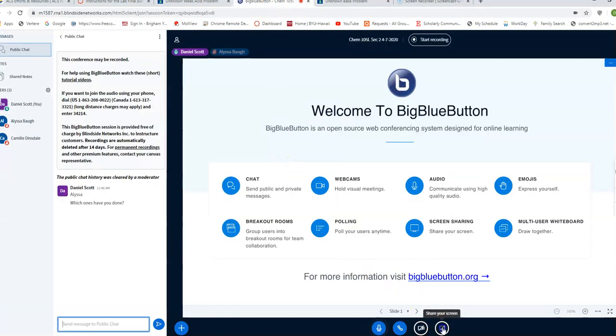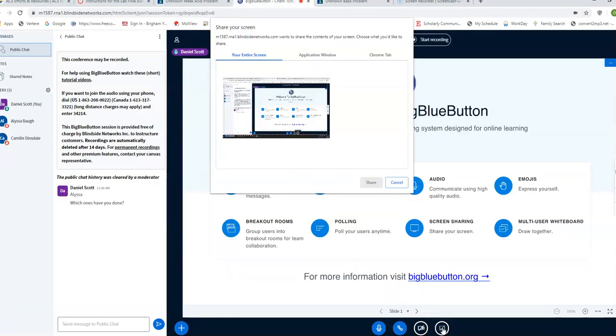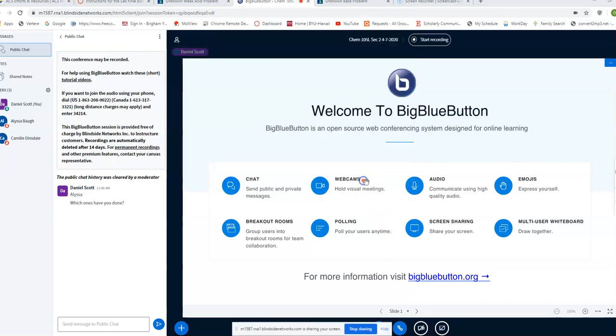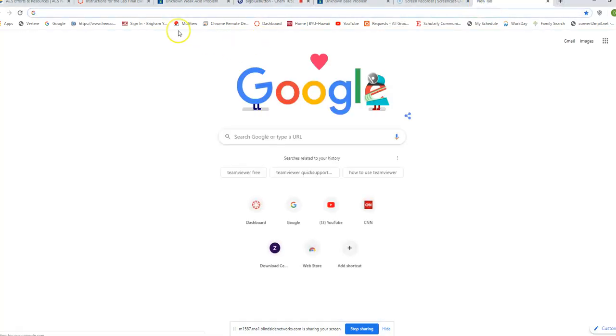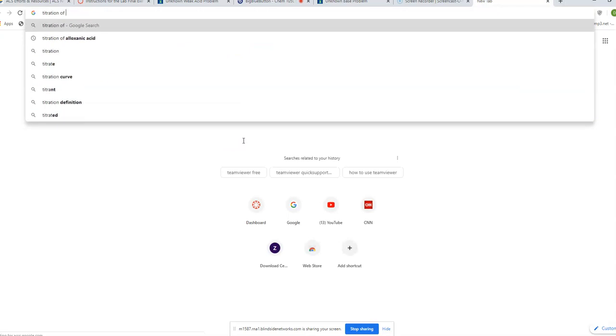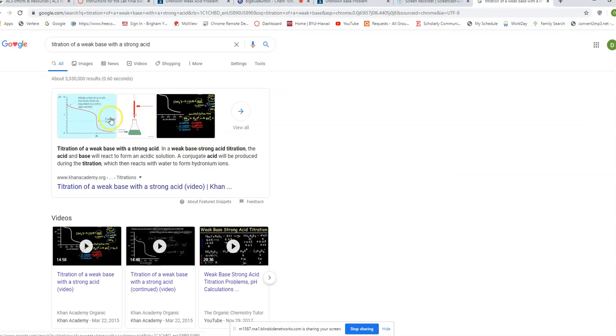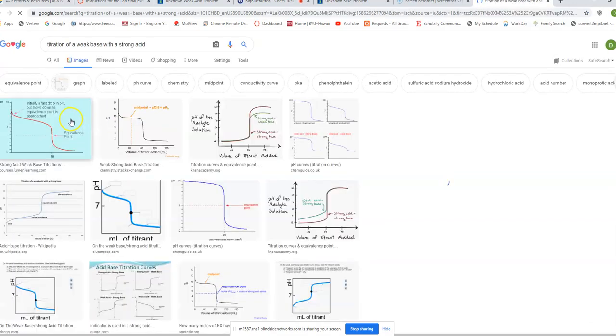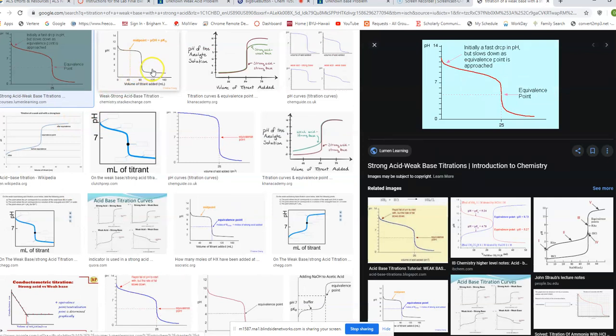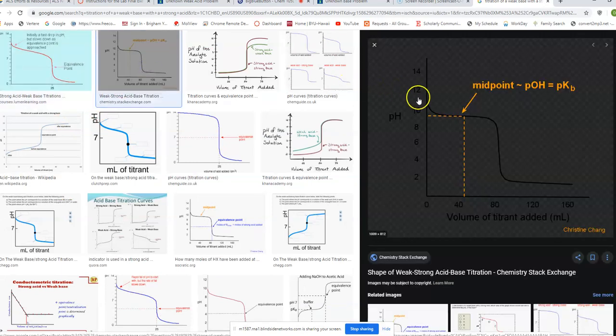Okay, so let me share my screen. And then let's go and look for a titration of a weak base, right? So here's an example of a titration of a weak base. Can you guys see my screen okay? Yes. Okay.